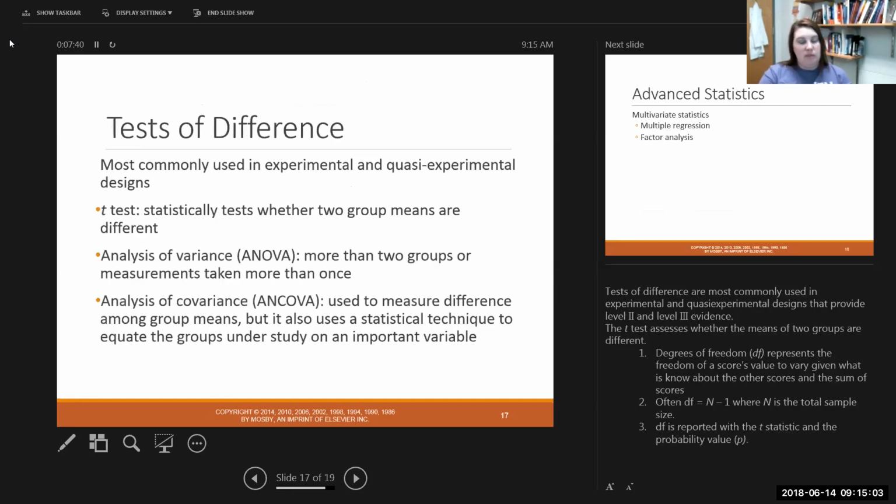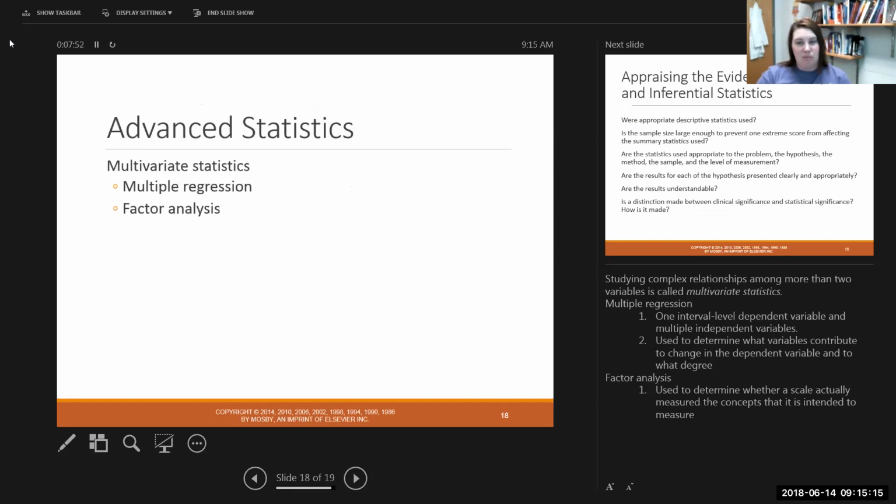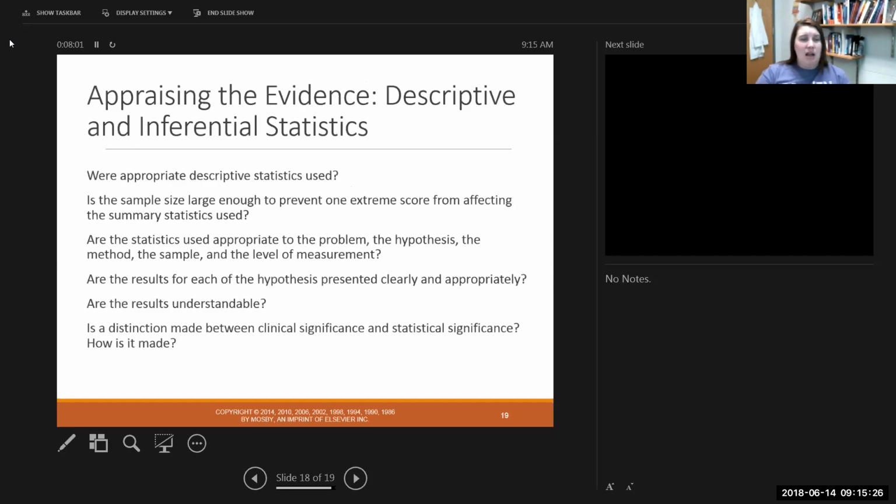There are different types of tests for testing for difference. T-tests, ANOVA tests, and ANCOVA tests perhaps were talked about in your statistics class. And then there are advanced statistical methods that you could look at too, such as multivariate statistics, multiple regressions, and factor analysis, which are well above what we're looking at in this class.